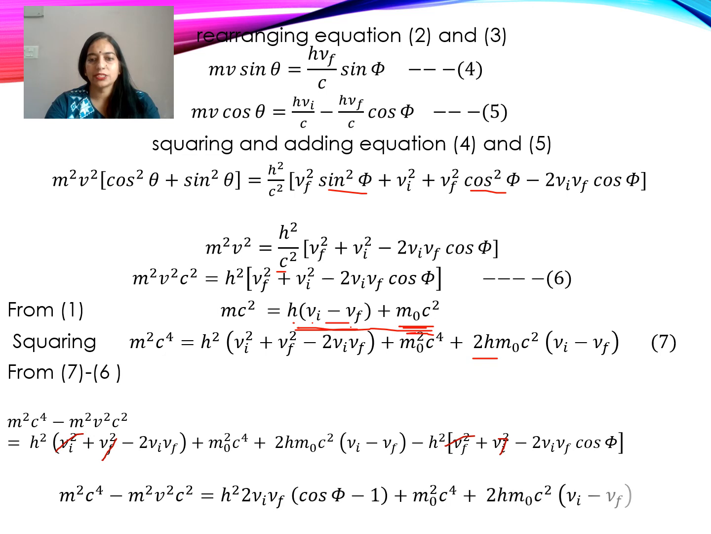So the next equation becomes m square c to power 4 minus m square v square c square equals, now this term and this term can be written as h square 2 nu I nu f times cos phi minus 1, plus m naught square c to power 4 plus 2 m naught c square times nu I minus nu f. This equation.